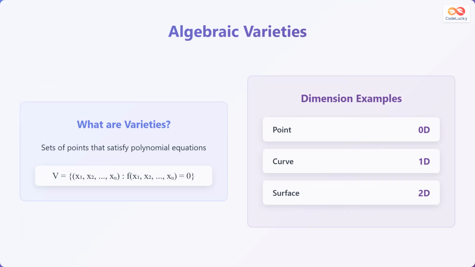Algebraic varieties are sets of points that satisfy polynomial equations. A variety, denoted as V, is the set of all points (x1, x2, through xn) such that f(x1, x2, through xn) = 0. Here are a few examples of dimension. A point has 0 dimension, a curve has 1 dimension, and a surface has 2 dimensions.